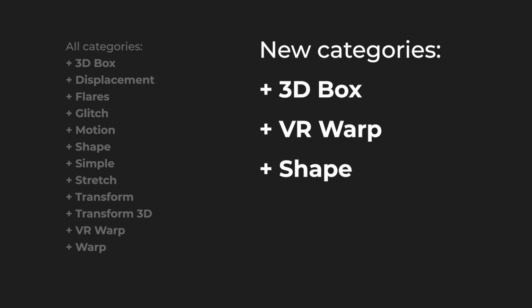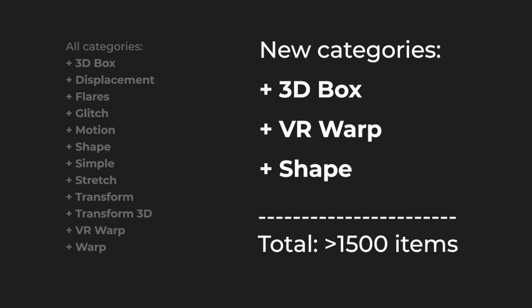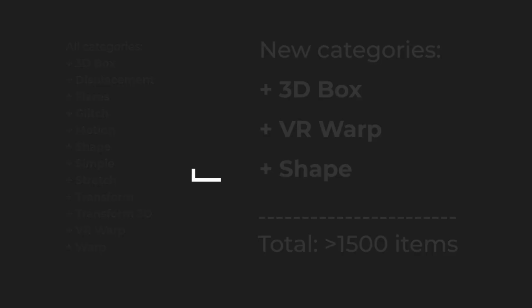We have added some new transition categories in this version. Thus, the total number of transitions is now more than 1,500 items.